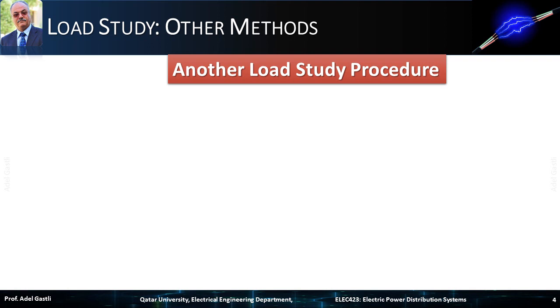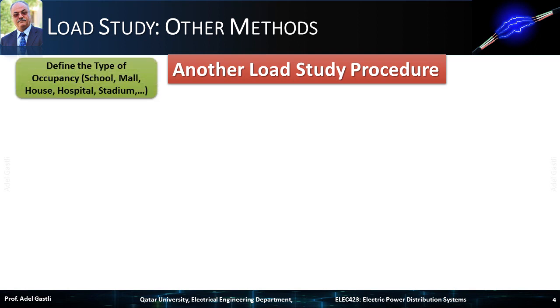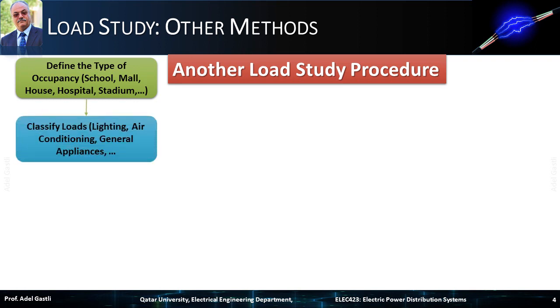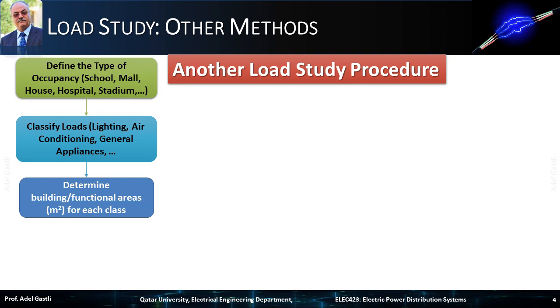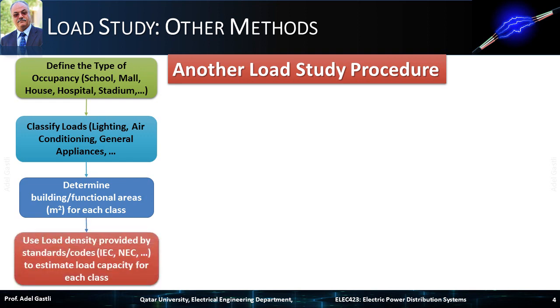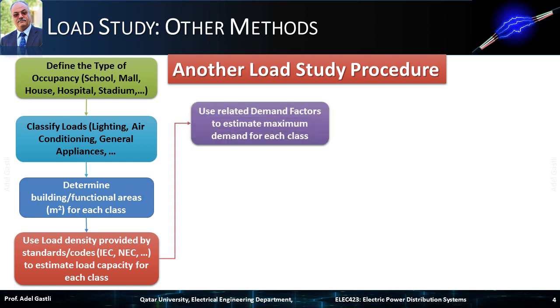Another load study procedure is described by the following algorithm and flowchart. First, we define the type of occupancy, for instance, a school, mall, house, hospital, stadium, etc. Then, we classify loads into lighting, air conditioning, general appliances, etc. After that, we determine the building functional areas for each class, in square meters. Then, we use the load density provided by standards and codes, such as IEC and NEC, to estimate the load capacity for each class. Then, we use related demand factors, to estimate maximum demand for each class.